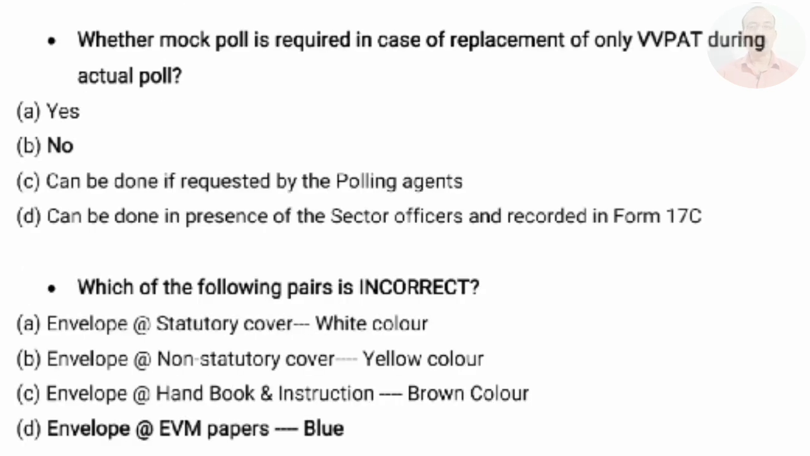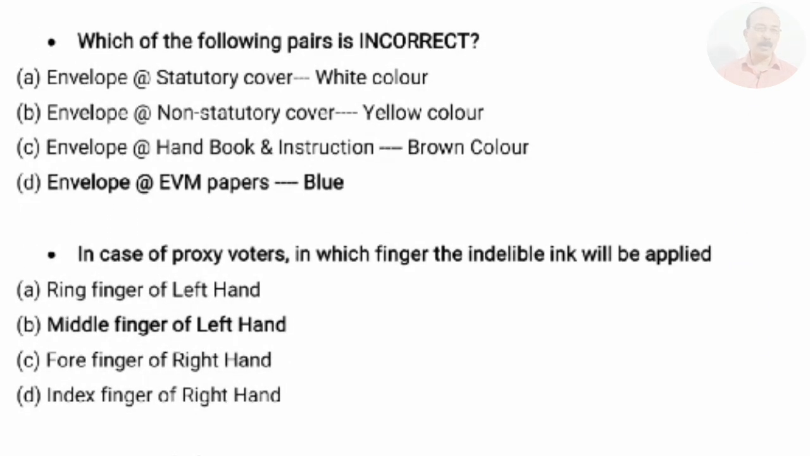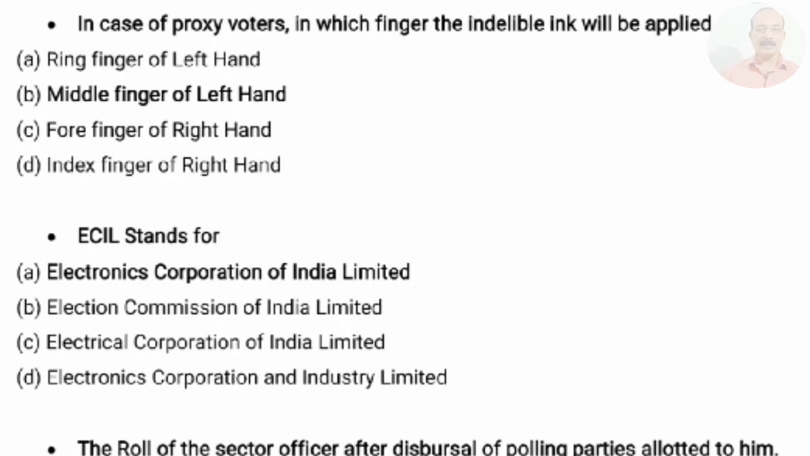Whether a mock poll is required in case of replacement of only the VVPAT during the actual poll? No. Which of the following pairs is incorrect? Envelope for the rate EVM papers, blue. In case of proxy voters, on which finger will indelible ink be applied? Middle finger of the left hand.